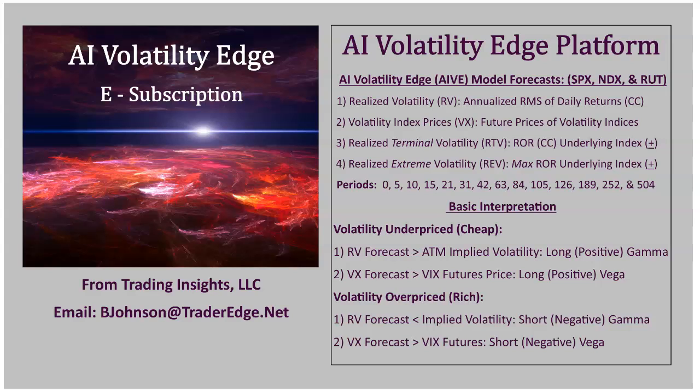Conversely, if volatility is overpriced or rich, in that case, we might have a realized volatility forecast of only 10% compared to that same implied volatility of 15%. In that case, we would be expecting a much lower level of volatility to be realized over the next 21 days. And in that environment, a short gamma or positive theta position would be appropriate.